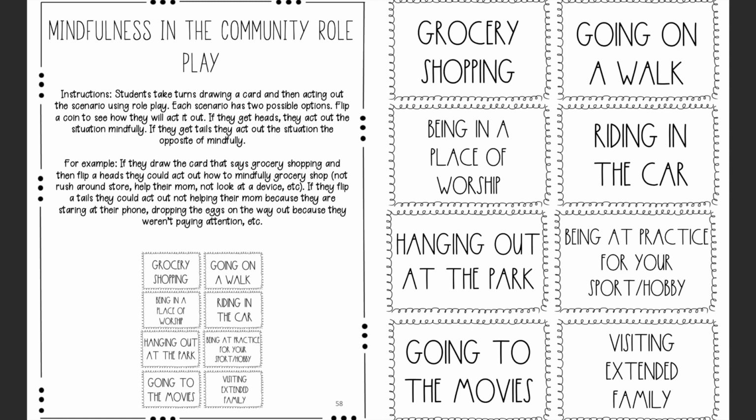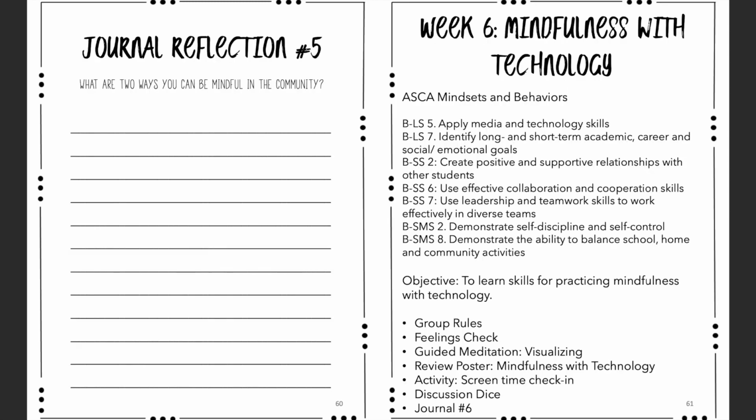So for example, if they got the grocery shopping card and they flipped heads, they're going to act out how to mindfully grocery shop. That's when they're not rushing around the store. Maybe they're helping their mom. They're not looking at their phone or at a device. But if they got tails, maybe they were staring at their phone and they dropped their eggs because they weren't paying attention. Something like that. So this one can be really fun, especially with the opposites. And then journal number 5 has a question about being mindful in the community.